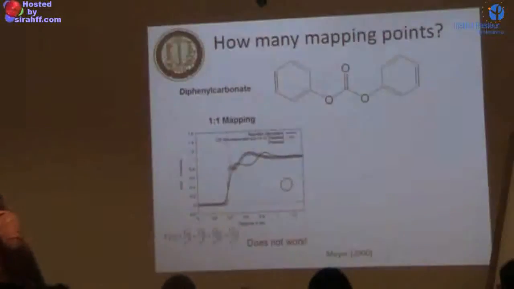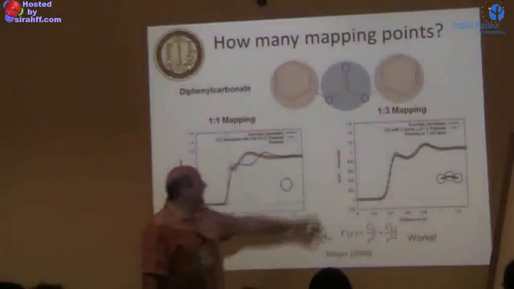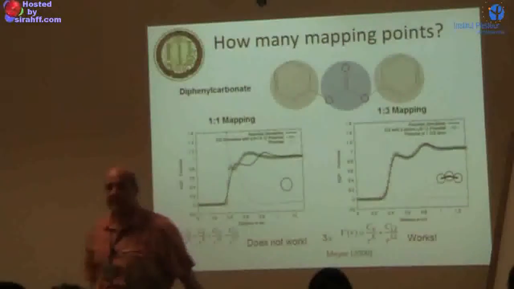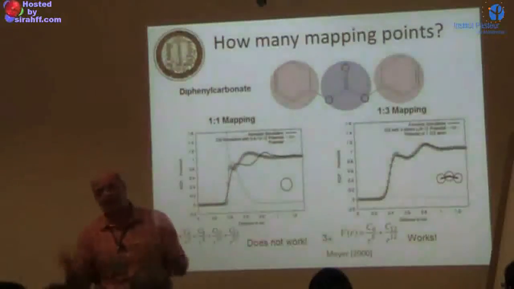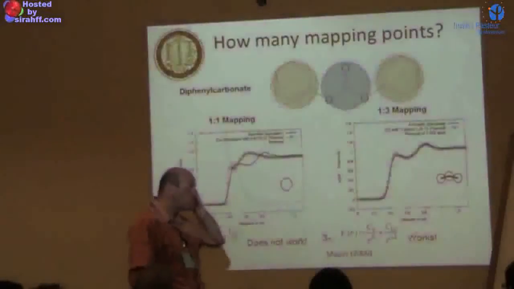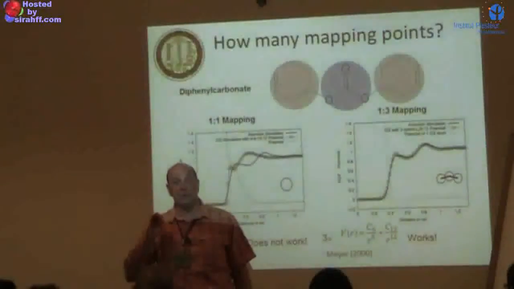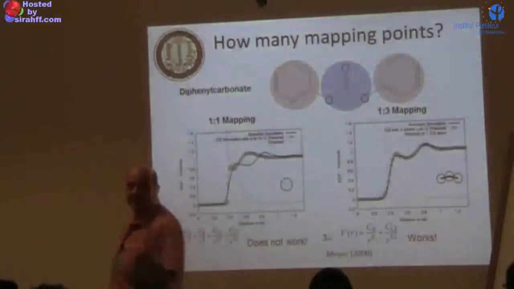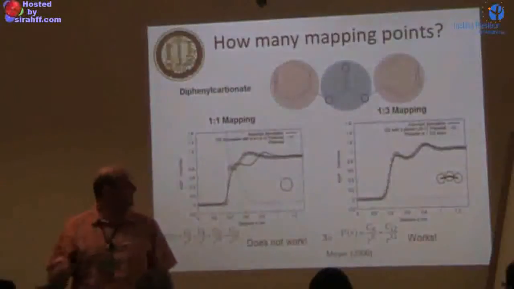We switched to a 1-3 mapping. There we said, okay, we have one, the carbonyl group in the middle, and then we have two side rings. And we forced the side rings to have the same thing. And then we could, in this case, even get away with simple Lennard-Jones potentials and get a perfect representation.